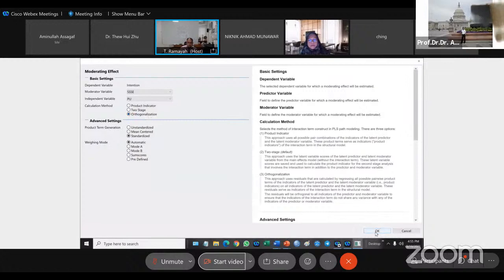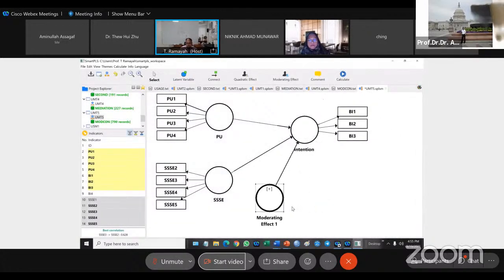Then click OK. Once you click OK, you will get an interaction effect here, which is the moderating effect. How was it created? You can point your mouse here. They tell you which is the independent, dependent, and moderator. And they also tell you how you created the interaction effect, which is the calculation method, right? We did orthogonalization, okay, and we did standardized product term. That's already given.